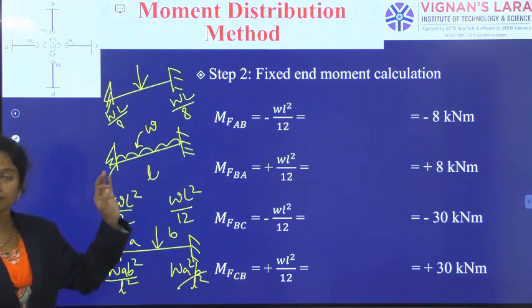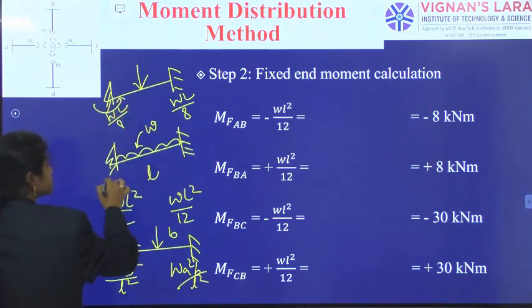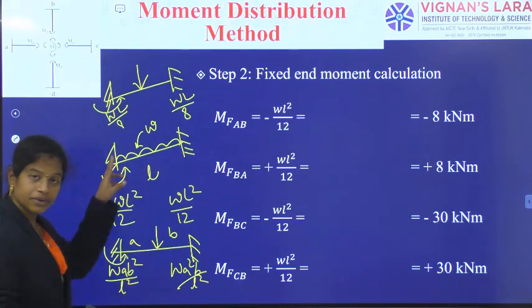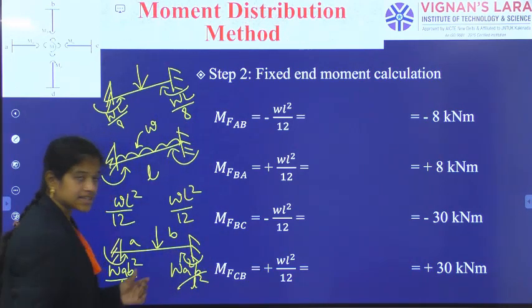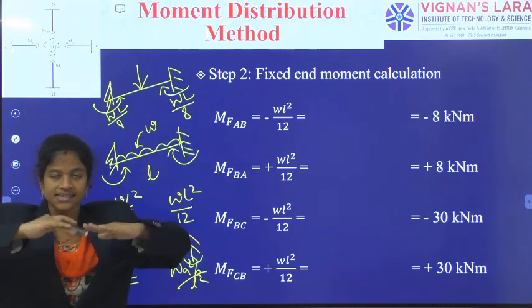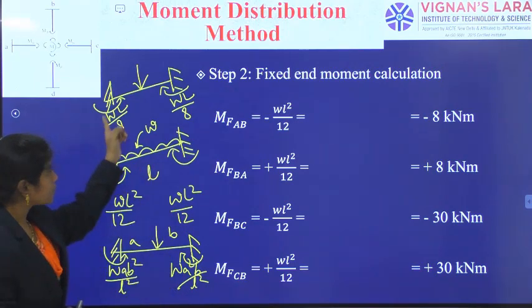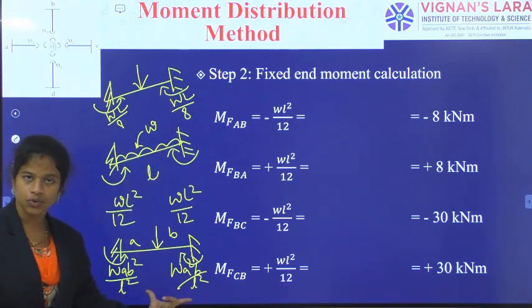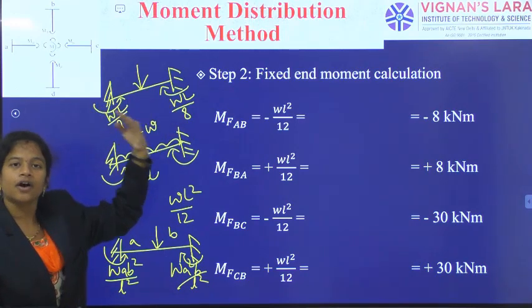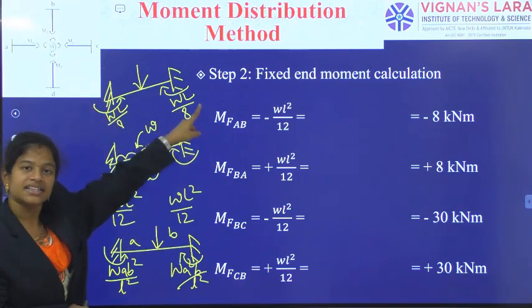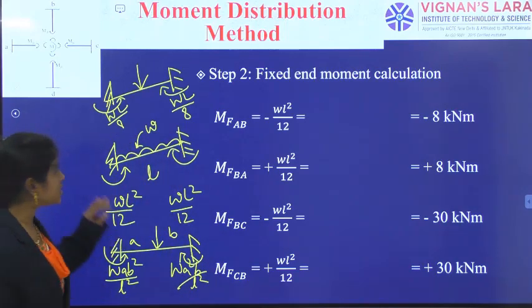The next thing you should write is that in the moment distribution method, anti-clockwise moments are considered negative and only clockwise moments are considered positive. As the fixed beam shows hogging resistance to stop the beam from bending, it is resisting from the supports. That is why these two come for the fixed beam like this. Due to those hogging conditions, the anti-clockwise moment becomes negative and the clockwise one is still positive.